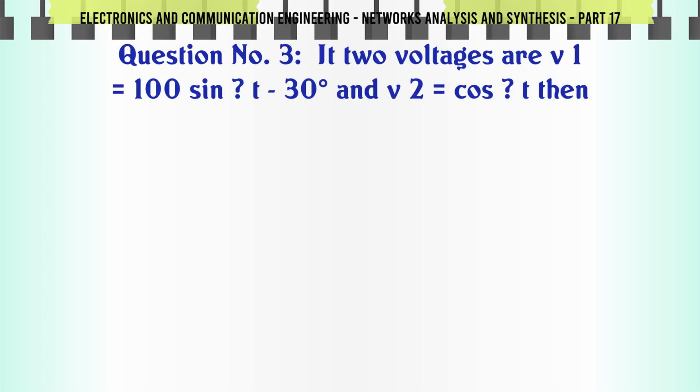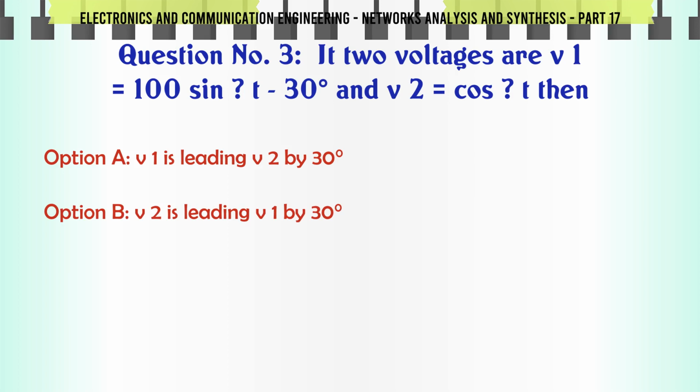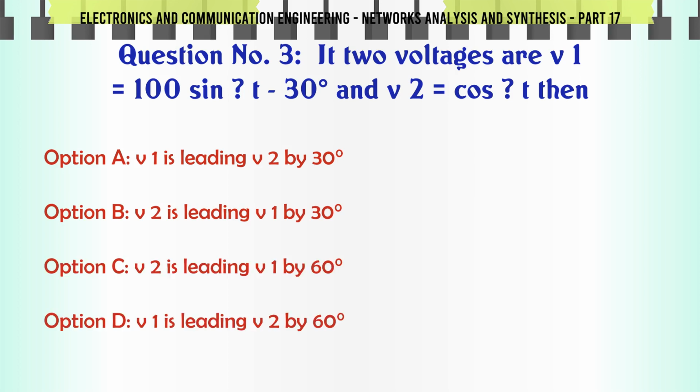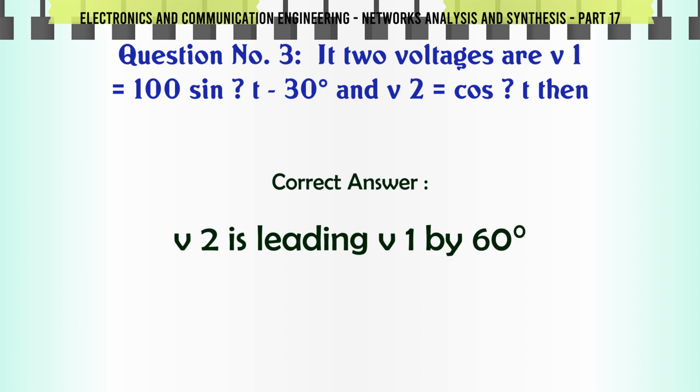If two voltages are V1 = 100 sin(t + 30) and V2 = cos t, then A. V1 is leading V2 by 30. B. V2 is leading V1 by 30. C. V2 is leading V1 by 60. D. V1 is leading V2 by 60. The correct answer is V2 is leading V1 by 60.